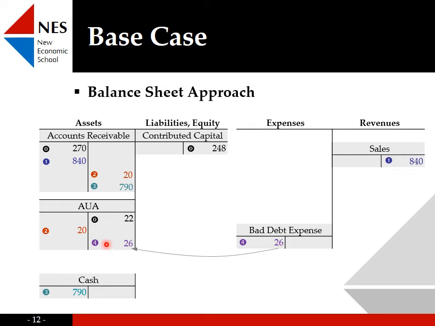This entry will actually increase the allowance, and since the allowance is a contra-asset account, it increases our credits and decreases our debits. So the debit in the bad debt expense will be recorded against the credit in the allowance for uncollectible accounts. As you can see, the net level of receivables will be just the sum of these numbers minus the sum of these numbers. You can add these up and you will see that it is actually equal to the 272 which we have computed in the previous slide.